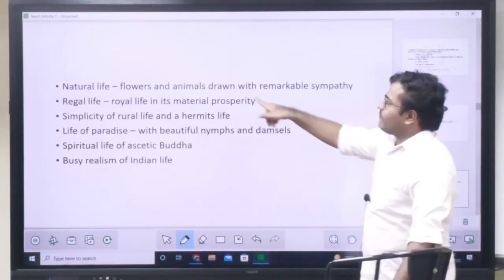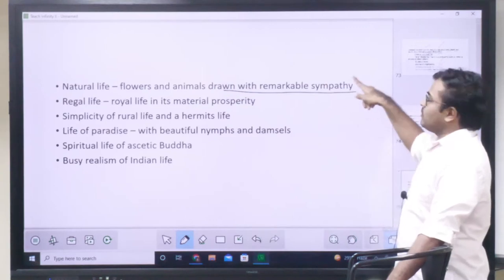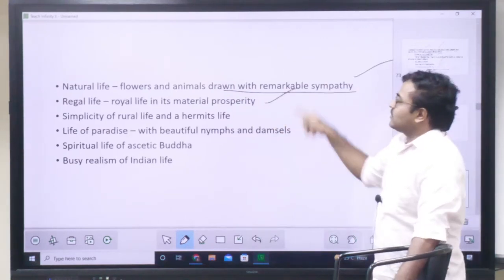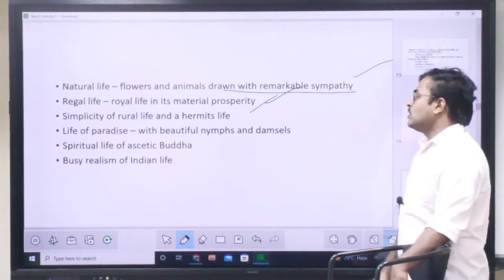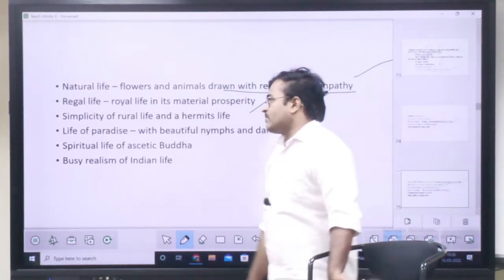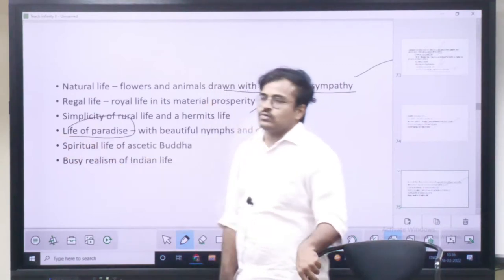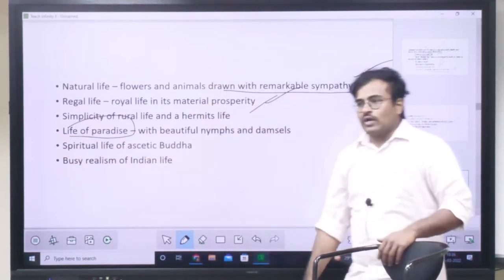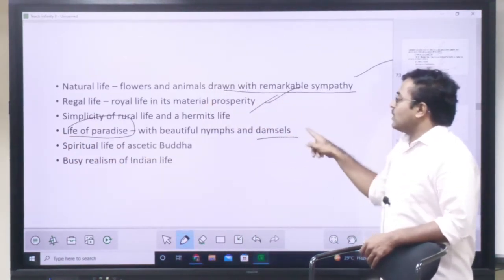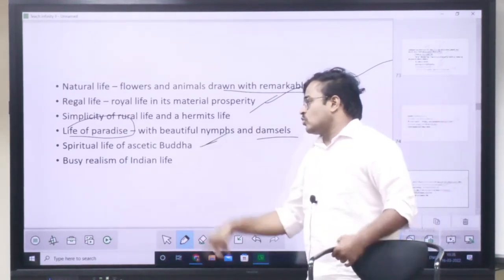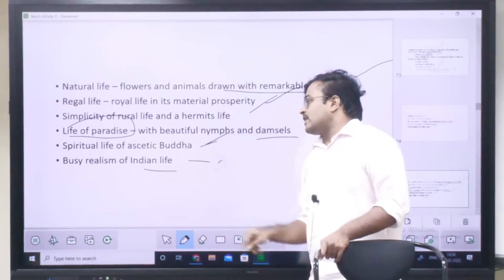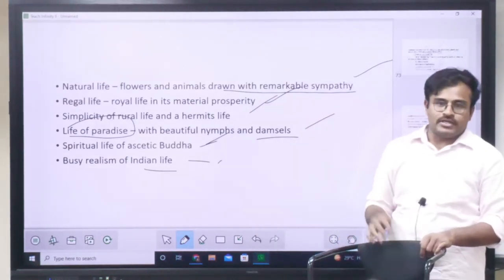They show natural life with flowers and animals drawn with remarkable sympathy. Regal life, royal life in its material prosperity, the simplicity of rural life and the hermit's life are also drawn here. They also drew images of life in paradise, how paradise will look, with the nymphs and damsels. The spiritual life of Buddha is also shown, and the busy realism of Indian cities.